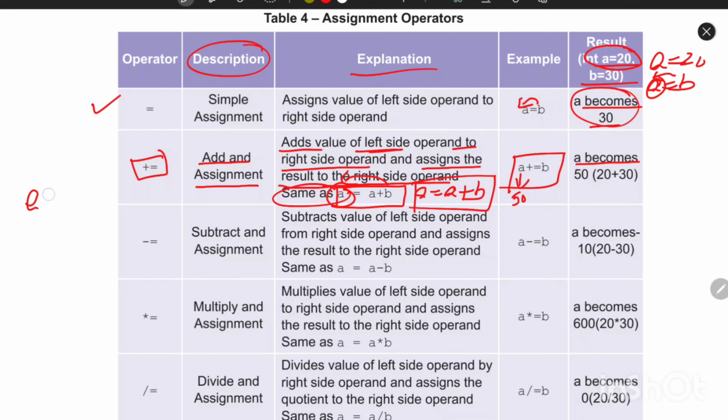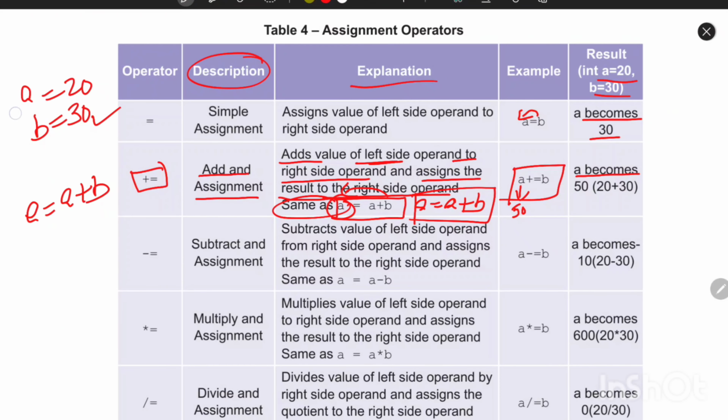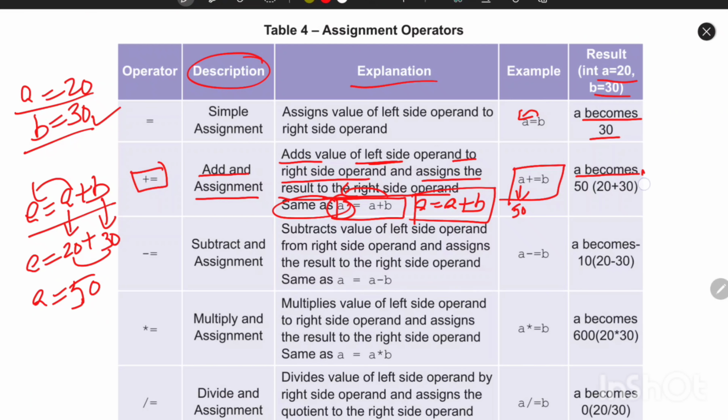For example, if you are writing a equal to a plus b, and previously, like you have seen here, the values of a and b are there. Initially a is 20 and b is 30. So if I am writing like this, that means 20 plus 30, and the result is shifted to the left side, so a will become 50, which you have seen here.